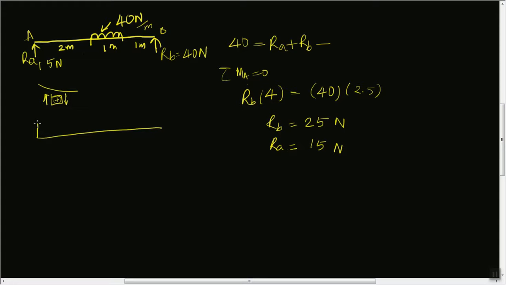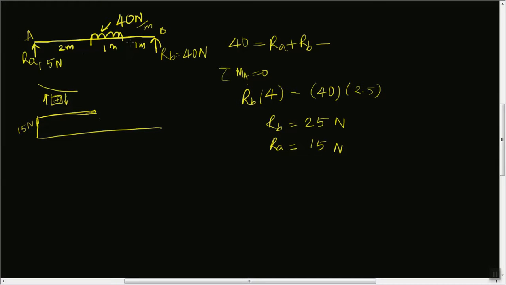At this RA I am going up by an amount of 15 newtons, and till this location there is no load, so I will continue till this part. Its load is just opposite in nature compared to RA, because RA is acting upward and this load is acting in the downward direction.